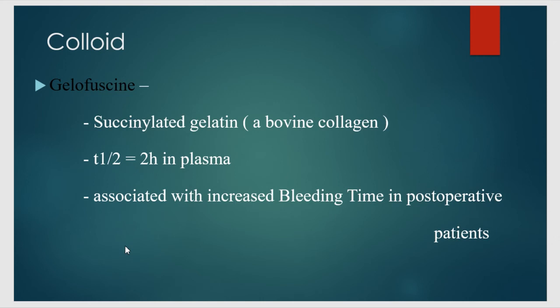Examples. One example of colloid is xylofusin. Xylofusin means succinylated gelatin or degraded gelatin. It's a bovine collagen. The half-life of this xylofusin is around 2 hours in plasma, but it is associated with increased bleeding time in the post-operative phase. If we are giving this xylofusin in post-operative patients, it may be associated with increased bleeding time.